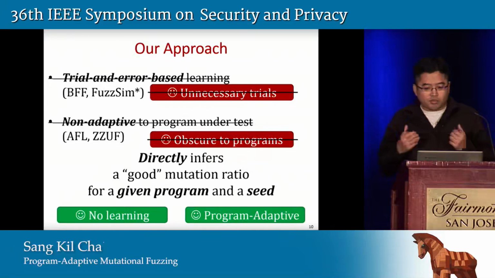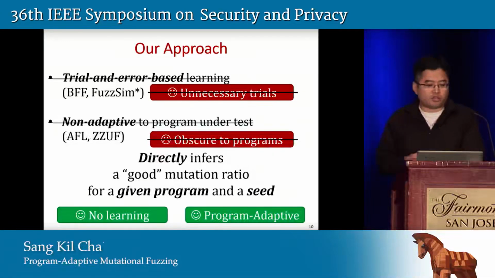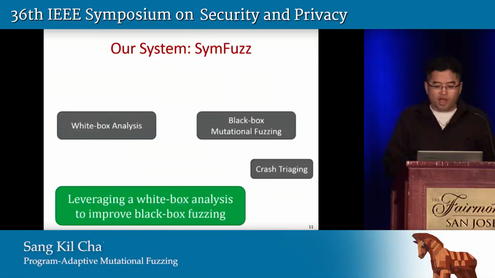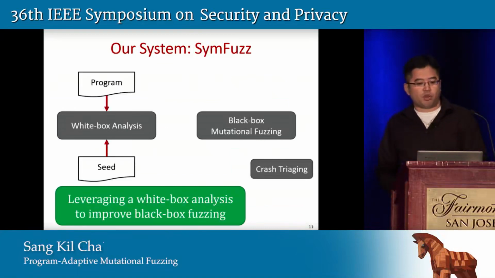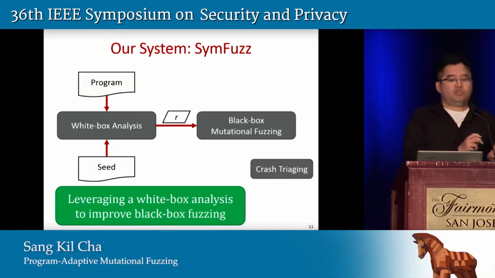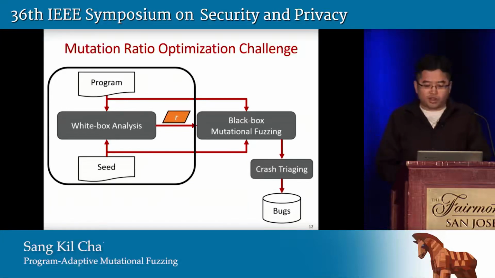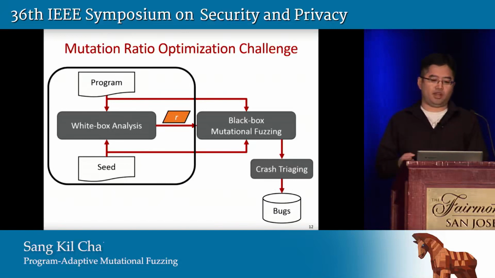In this project, we propose a novel approach that tackles both of these problems by directly inferring a good mutation ratio for a given program and a seed. Therefore, our approach does not require any learning process, and it is program adaptive. At a high level, our system, called SimFuzz, derives a mutation ratio from a white box analysis, and we use this mutation ratio to run classic black box mutational fuzzing to find bugs. So the key challenge here is to infer a good mutation ratio, R, from the white box analysis.